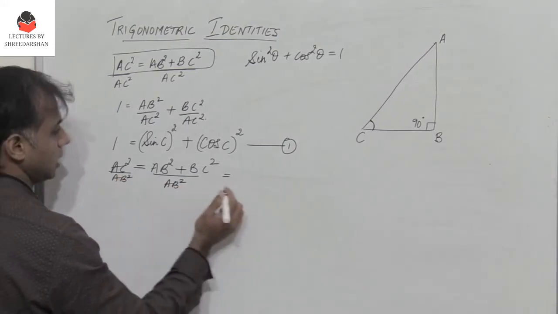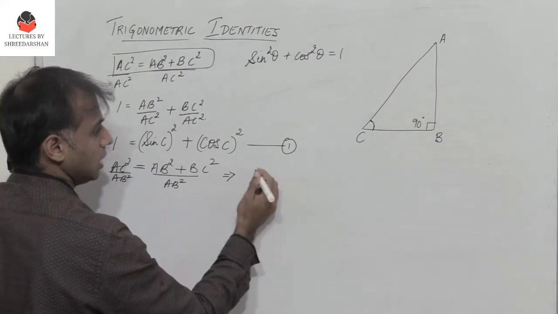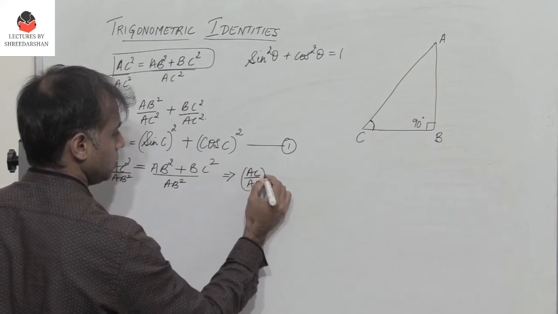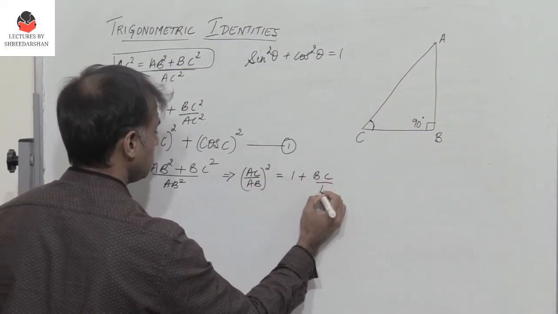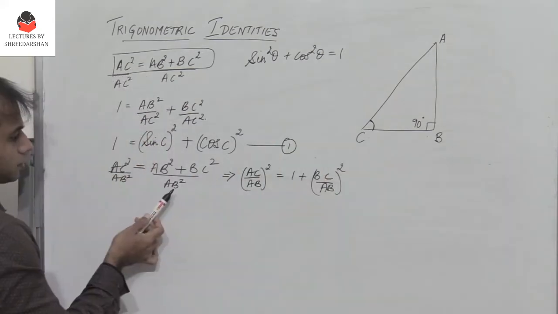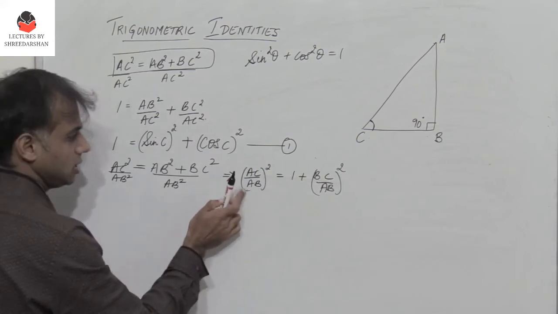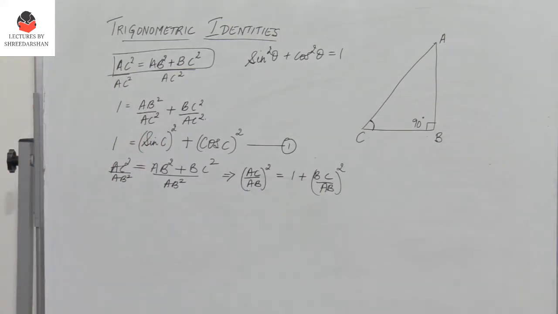So what do I get? I get AC by AB the whole square equals 1 plus BC by AB the whole square. So here, when I divide the entire expression by AB square, I get AC by AB the whole square equals 1 plus BC by AB the whole square.